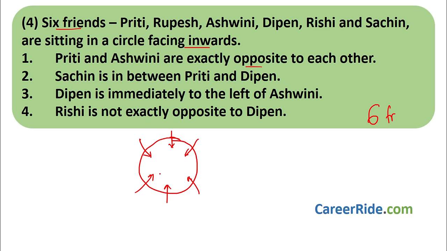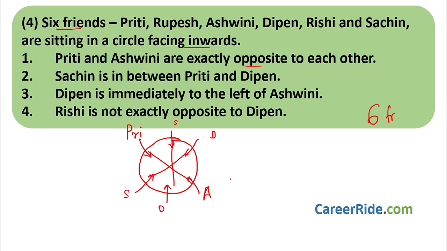Now in circular arrangement, the best thing is that if you don't know where to start, you can start at any point, right? So I'm assuming over here, Preeti and Ashwini, P and A, are exactly opposite to each other. Whenever there are six people sitting equally in a circle, this becomes opposite to each other. Sachin is between Preeti and Dipen. Now say if Dipen is over here, then Sachin will come over here, or if Dipen is over here, Sachin will come over here. So we do not know exactly. So keep it as it is for the moment.